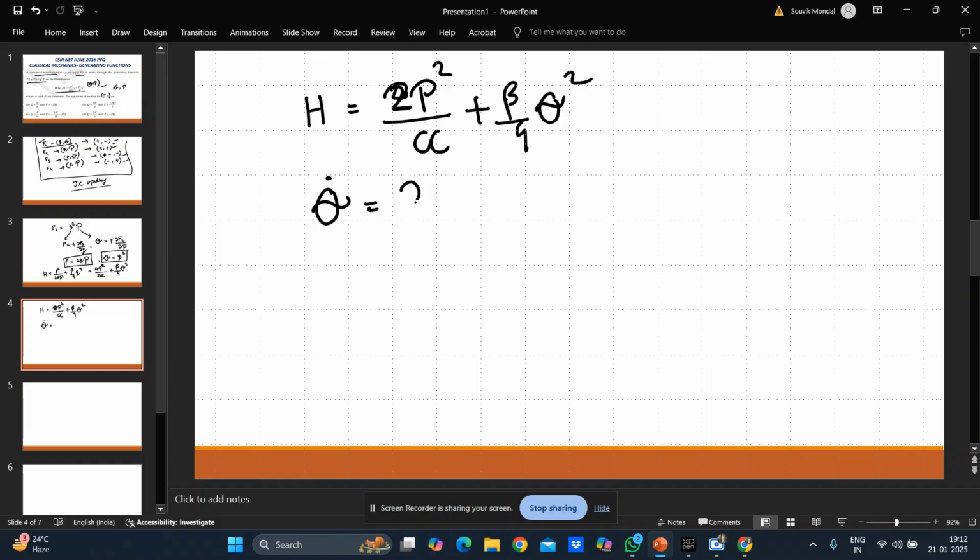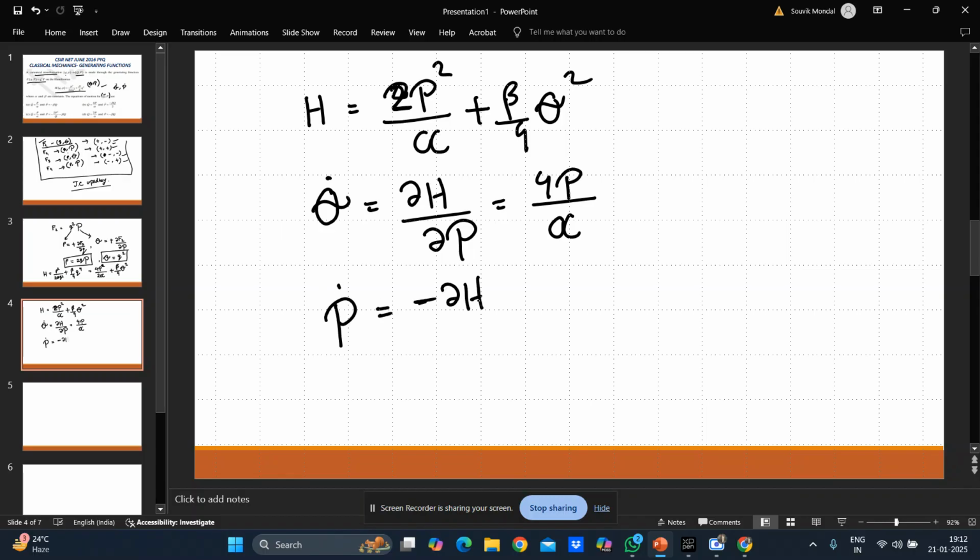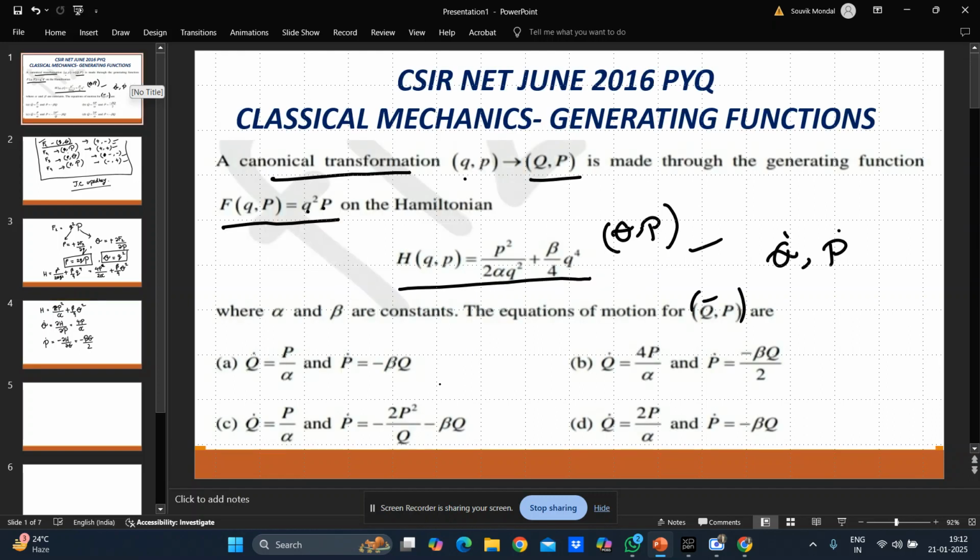Q dot is simply del H by del P, that is 4 capital P by alpha. And what is your P dot? P dot is equal to minus del H by del Q, that is equal to minus beta Q by 2. So just check the option. What is 4P by alpha is here, okay.